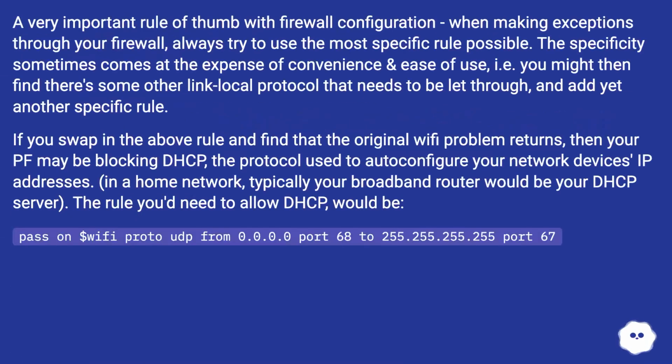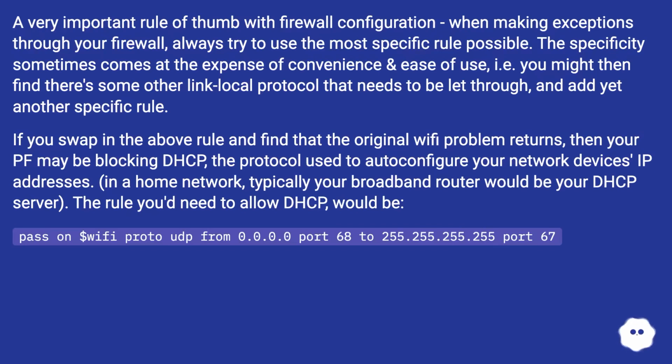A very important rule of thumb with firewall configuration: when making exceptions through your firewall, always try to use the most specific rule possible. The specificity sometimes comes at the expense of convenience and ease of use, i.e. you might then find there's some other link-local protocol that needs to be let through, and add yet another specific rule. If you swap in the above rule and find that the original Wi-Fi problem returns, then your PF may be blocking DHCP, the protocol used to auto-configure your network device's IP addresses.